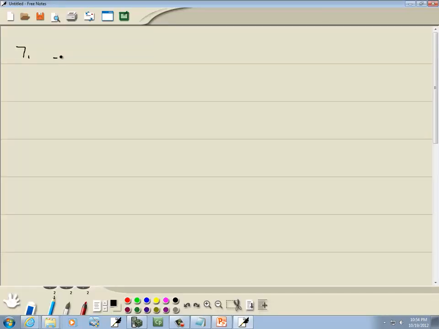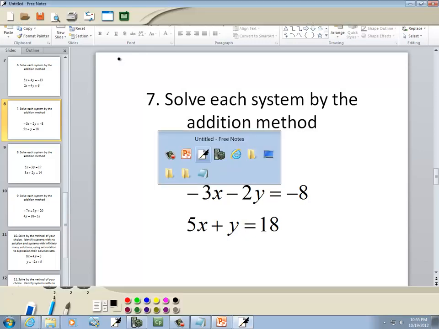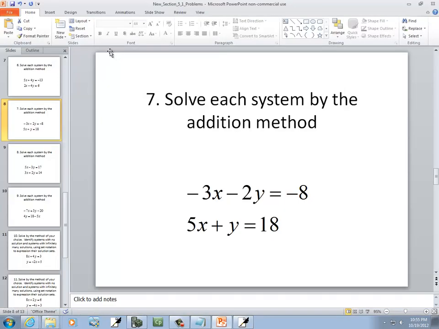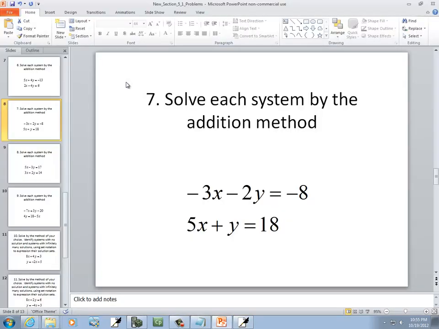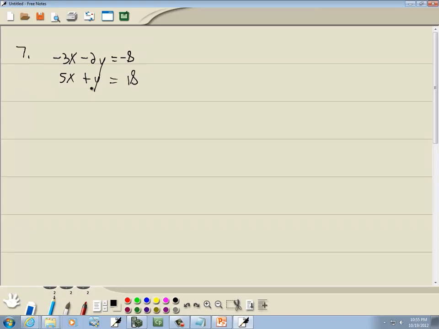Got negative 3x minus 2y equals negative 8. And we got 5x plus y equals 18. And we want to solve it using the addition method. Now if I add these together, negative 3x plus 5x is 2x, negative 2y plus y is negative y. None of my variables disappear. And that's what you're trying to achieve. You're trying to get either the x's or y's to disappear.